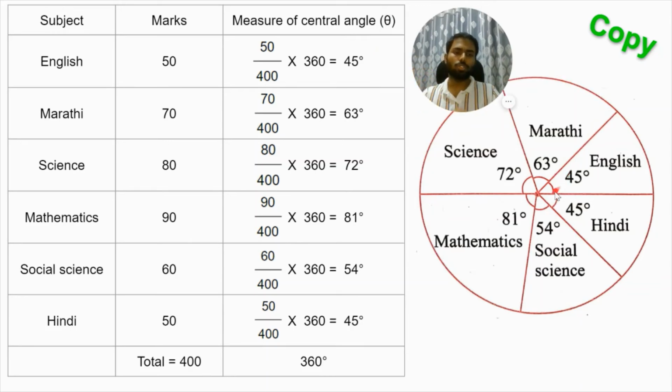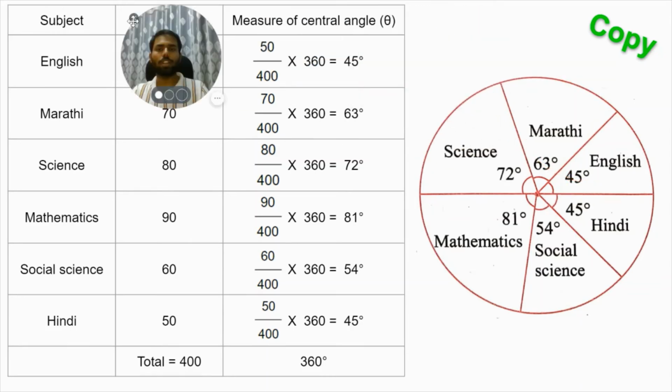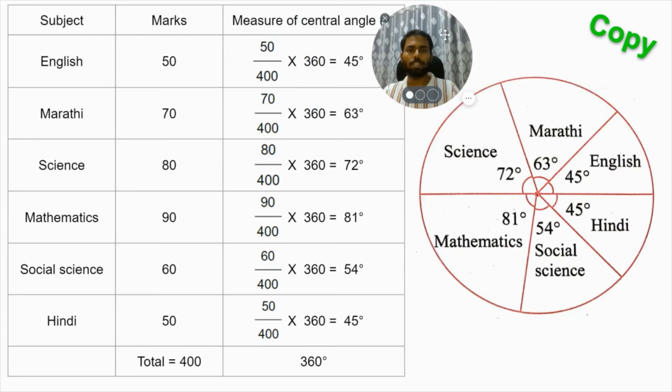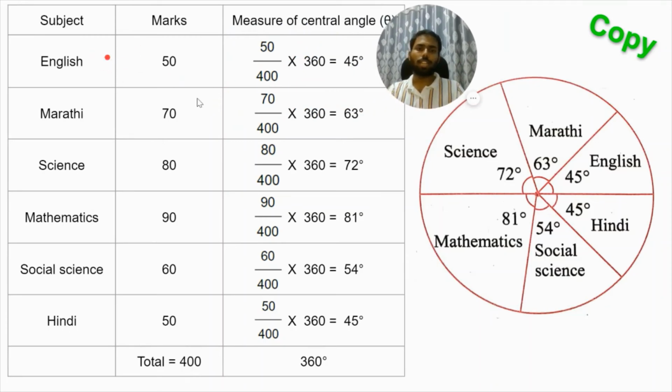You must have made the radius here first. So which is the first one? Sorry, give me a minute. Yes, which is the first one? English, right? So how much angle came for English? 45 degrees. So you'll keep your protractor here, make a dot at 45, draw another radius, and mark this as 45. The next is Marathi. For Marathi it is 63 degrees.